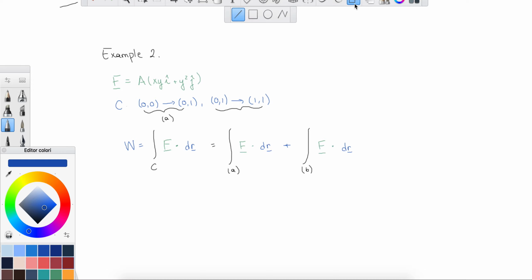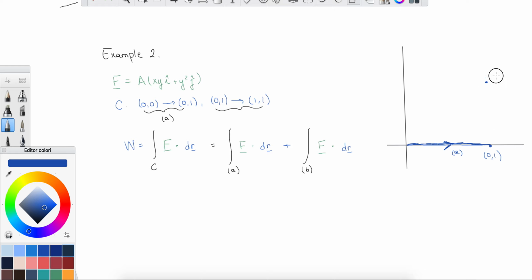Okay, so let's just draw another diagram to have an idea of what's going on. So we have our two axes right here. Let's say that this point right here is (0, 1). It's going to move along this line right here initially, and this is going to be path A. Then it's going to move up to the point (1, 1), and that is our path B. So this is path B.